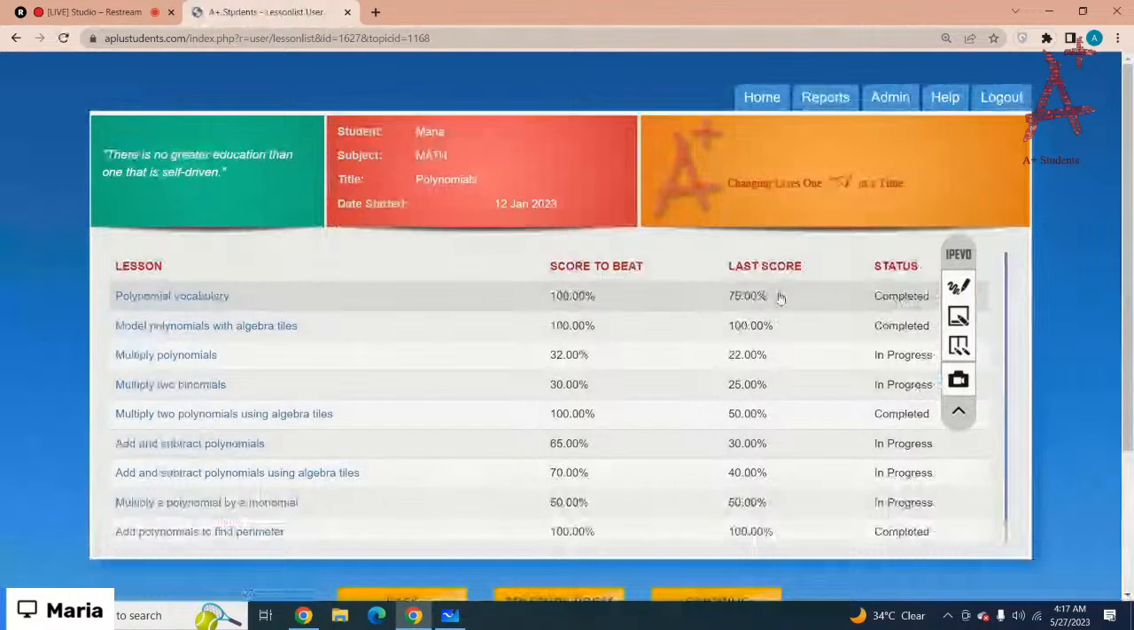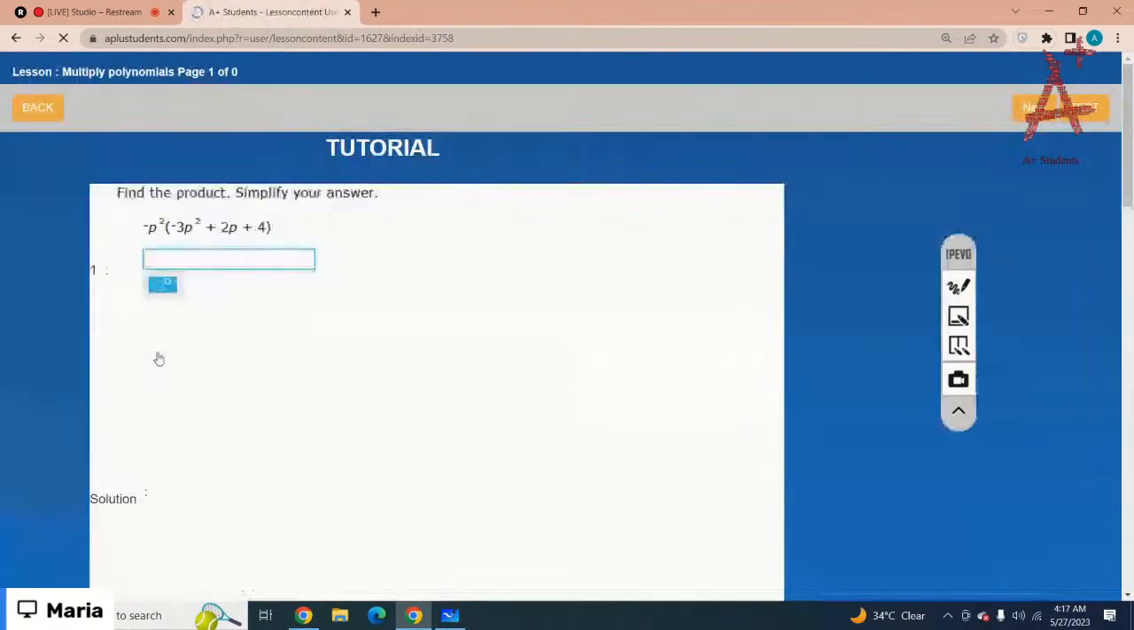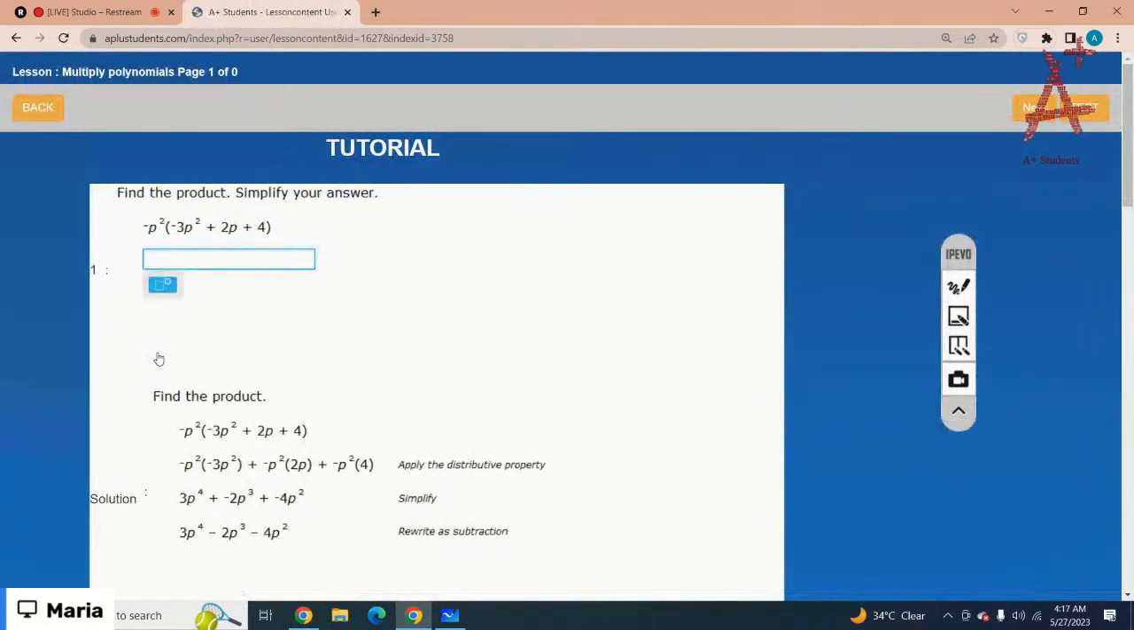Okay, the next one is multiply polynomials. Let's just start with the lesson. Okay, so basically we have to find the product. What do we have to do? We have to multiply the polynomial that is outside the bracket with everything inside.